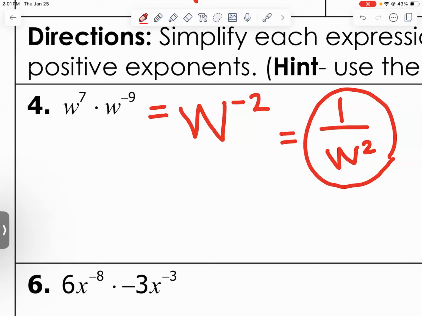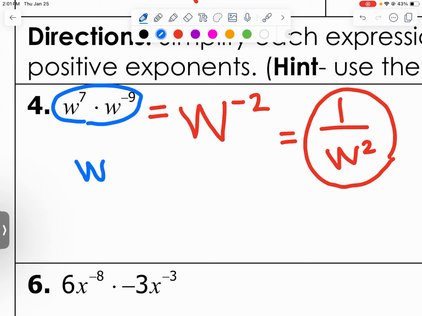Let me show you this. What if we went from here and we said, okay, w to the 7th is normal, but w to the 9th has to go in the denominator because it's negative. Now, where are there more w's? Numerator or denominator? How many more? 2. So I better have 2 w's in our denominator.